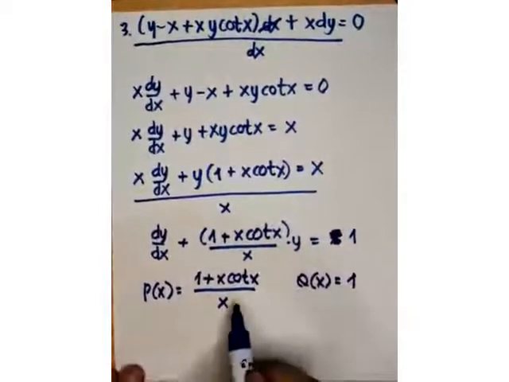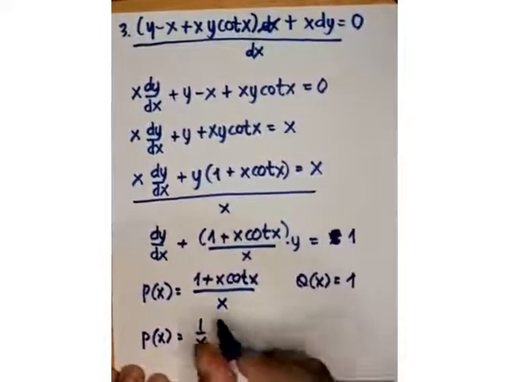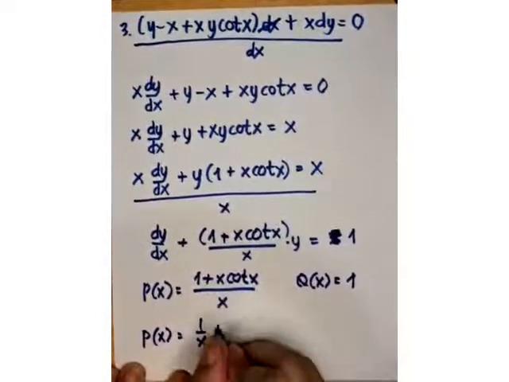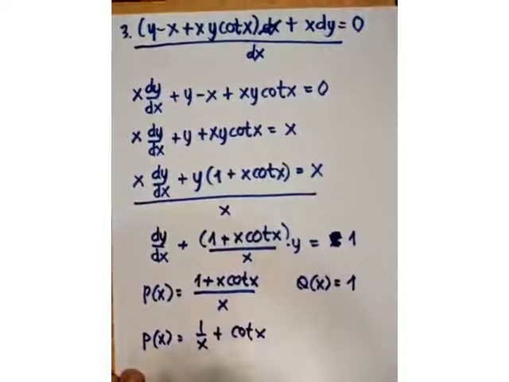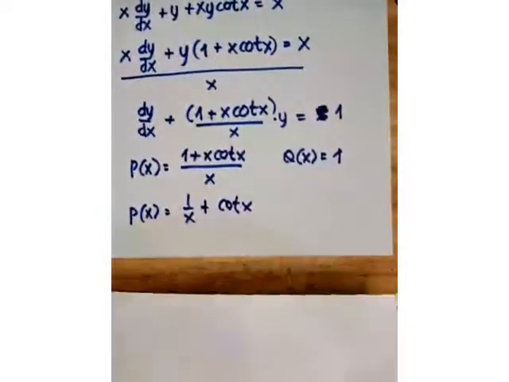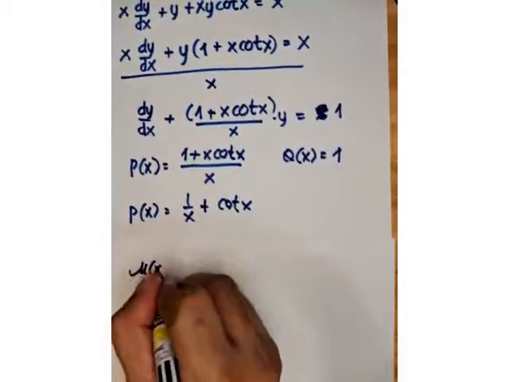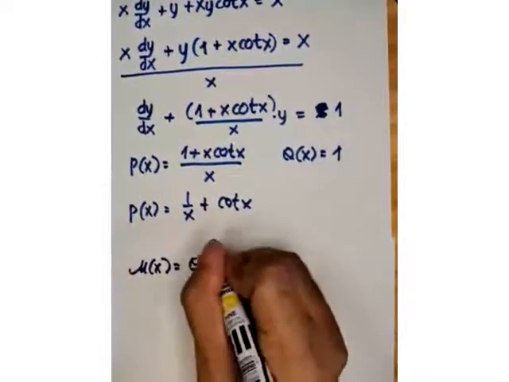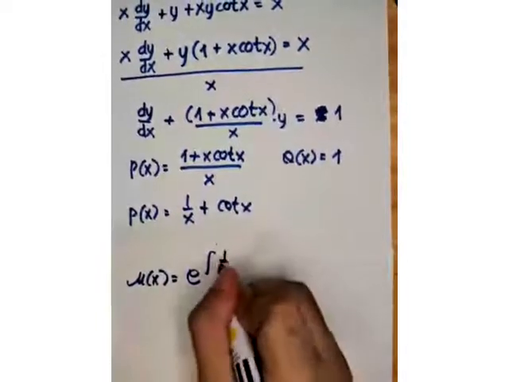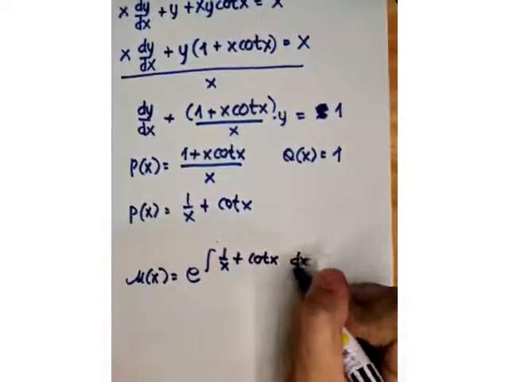Okay, we can simplify this. So let's just simplify it. So that's equal to 1 over x. Divide natin yung x plus cotangent x. Okay, para mas madali siyang integrate mamaya. Okay, since we have our p of x and q of x, so we can now find our integrating factors. That's e to the integral of 1 over x plus cotangent x dx.